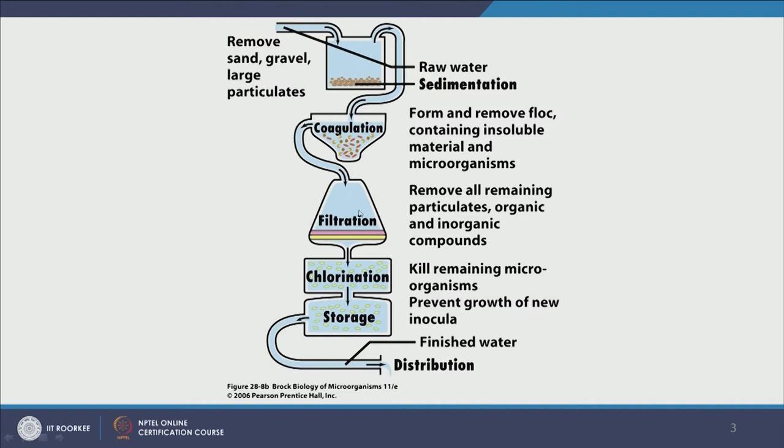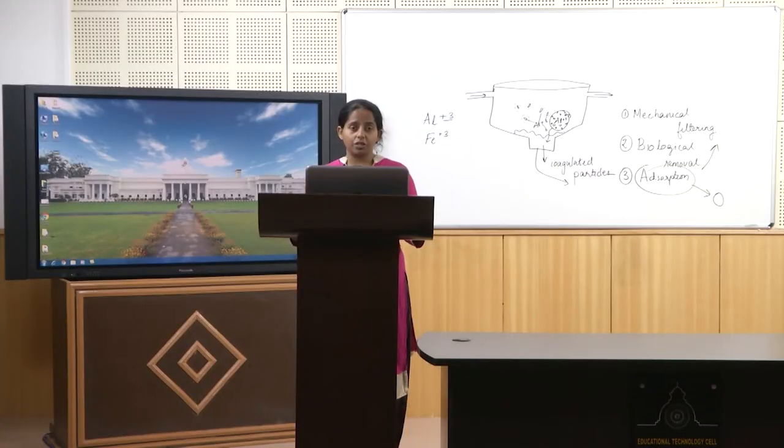We hope it does not have toxic chemicals in it. And then we have disinfection, where we get rid of microbes. Microbes that were not removed during the process of settling, coagulation and filtration will now be removed in the process of disinfection. So that is the first objective of disinfection.